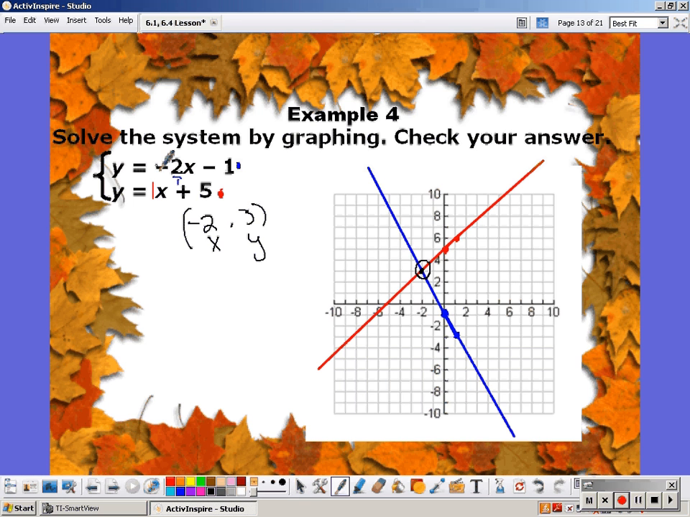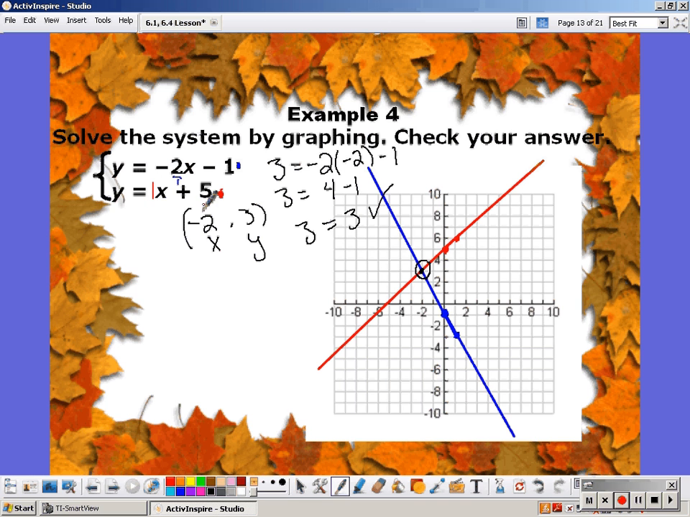So now let's plug it in and see if that intersection is right. See if we really got this right. Okay, so y equals -2x minus 1. 3 equals -2 times -2 minus 1. 3 equals -2 times -2 is +4 minus 1. 4 minus 1 is 3. 3 equals 3. That's correct.